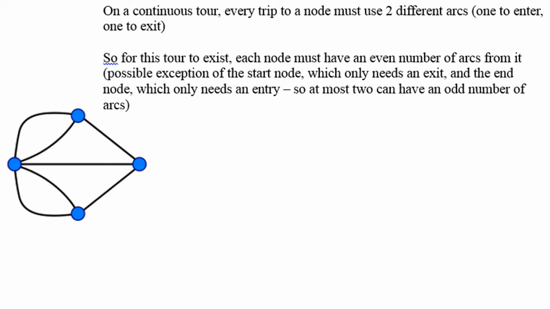And then for that tour to actually exist, each of those nodes needs to have an even number of arcs coming from it. So if we're actually looking at the Königsberg situation itself, none of these have an even number of arcs coming from it. We've got 3 here, and 5 here, and 3 here, and 3 here. So it's actually impossible to do any sort of tour that doesn't go over a bridge twice.